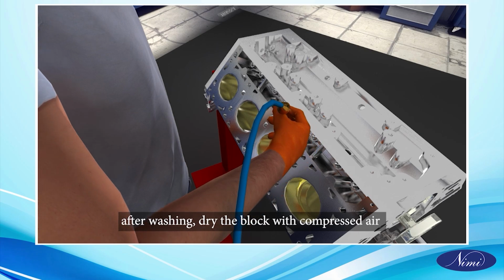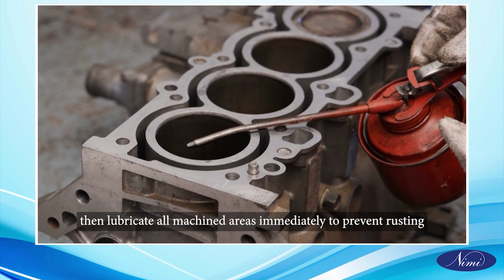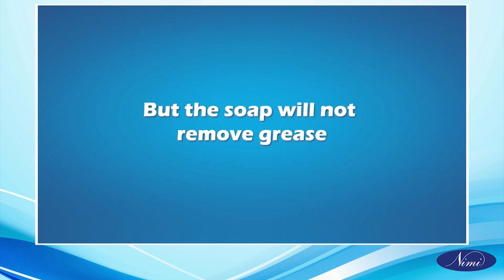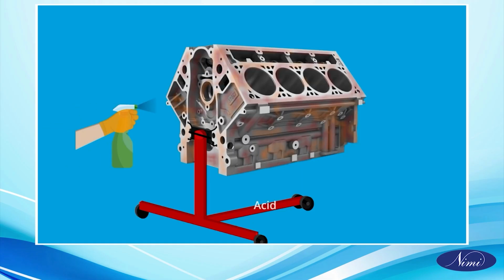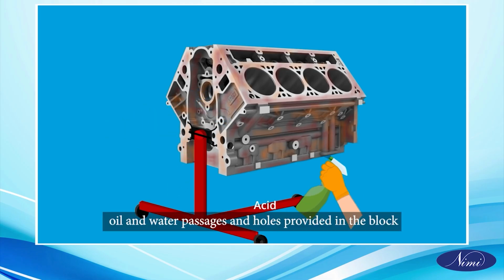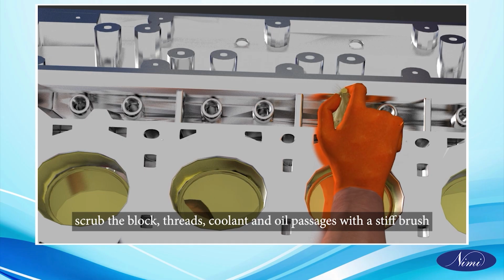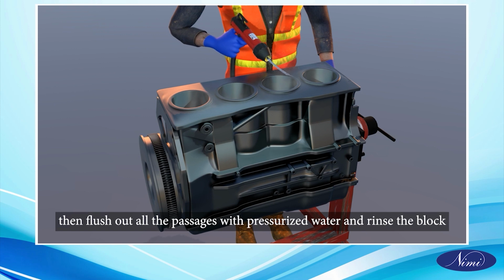After washing, dry the block with compressed air. Then, lubricate all machined areas immediately to prevent rusting. But the soap will not remove grease, so use degreaser for cleaning greasy parts. First, spray the degreaser on the engine block surface, oil and water passages, and holes provided in the block. Scrub the block, threads, coolant, and oil passages with a stiff brush. Then, flush out all the passages with pressurized water and rinse the block.